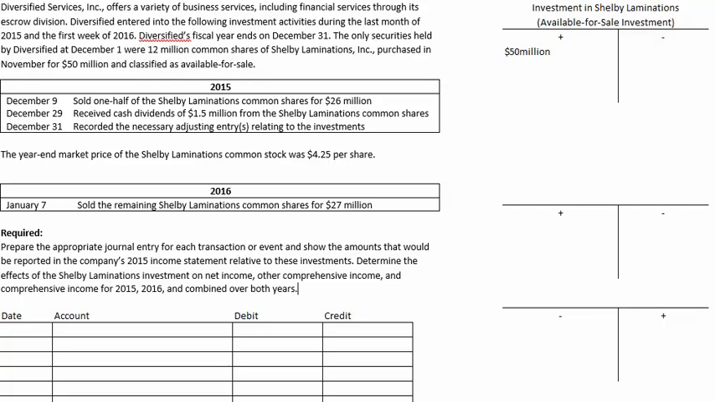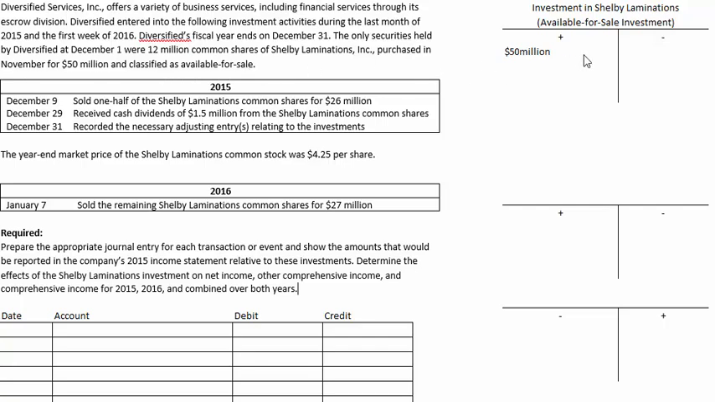To start this problem off, I'm going to draw your attention over here to this T account that I've created for us to help us keep track of what's going on with these investments, this common stock that we own in Shelby Laminations. So we bought $50 million worth of their stock in November of 2015, and we are told that's 12 million shares of the stock. We're told it's classified as available for sale, and that's certainly significant.